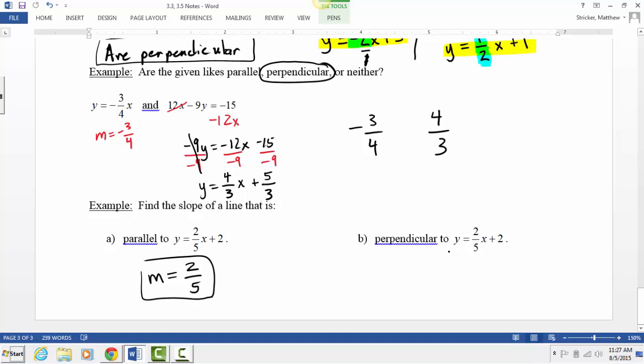Now if it's perpendicular to this line, the slope should not be the same. The slope of a line perpendicular to this line should be the opposite sign, so it's a negative in this case, and also the reciprocal, 5/2.